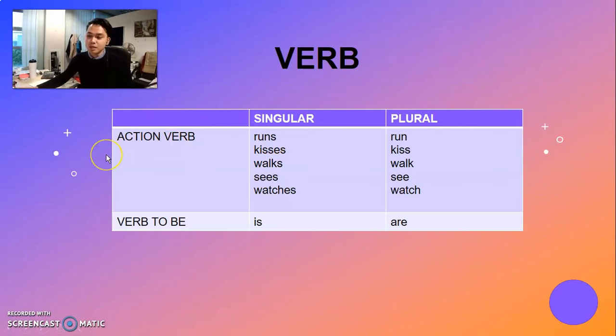But for verb to be, I've explained to you about the usage of I just now. I is always with am. Tetapi if the verb is singular, it's always is. Is a singular verb. Alright? Are, on the other hand, is actually a plural verb. Alright?